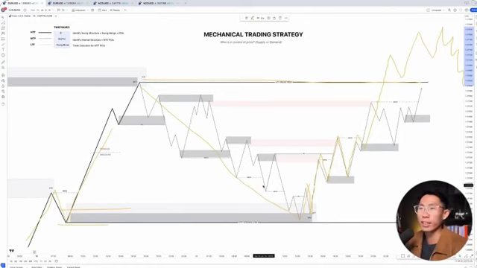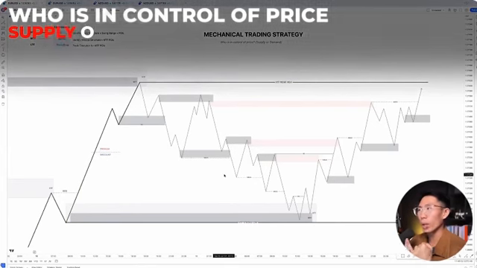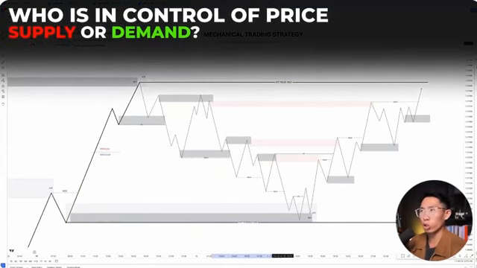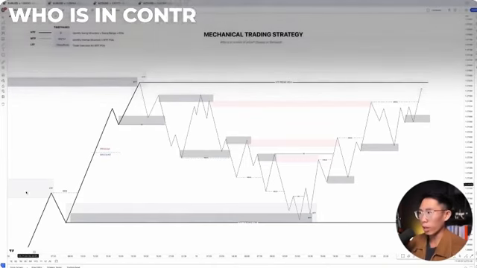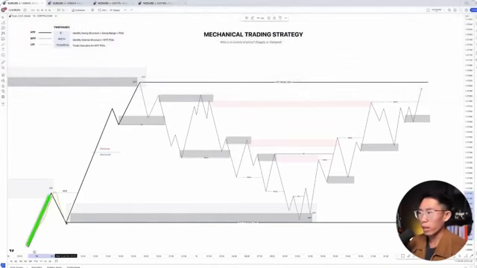I did not create this. This is just how price actually is. When you look at a chart, right, the main thing you want to ask yourself is who is in control of price, whether the supply or the demand. In this case right here, where price is actually creating that swing structure, demand is in control, right? Price is bullish, demand is in control, and price is just creating this bullish break of structure.